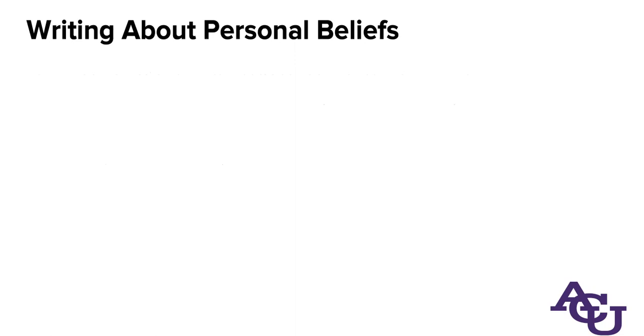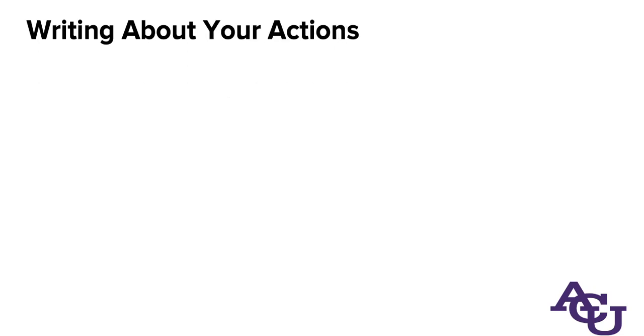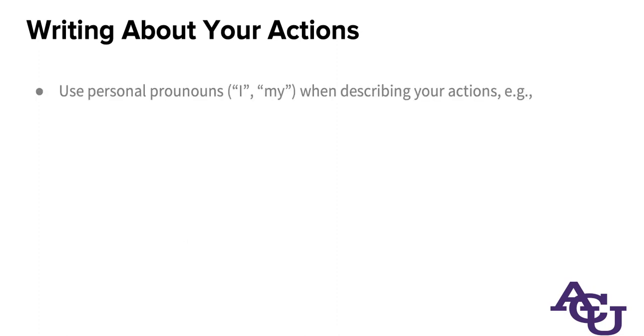So what about personal beliefs? Well, if you're going to be writing about those, you want to use personal pronouns, I and my, to describe your views, like, I believe that, I define this thing this way, my personal belief is that. And if you're writing about your actions, again, personal pronouns are very helpful for showing explicitly who did what.